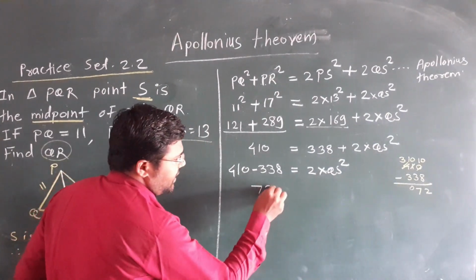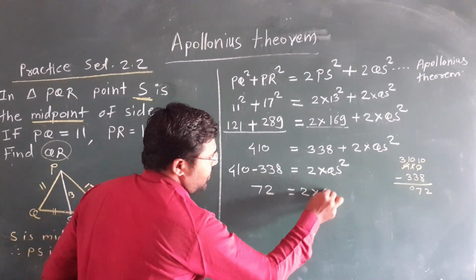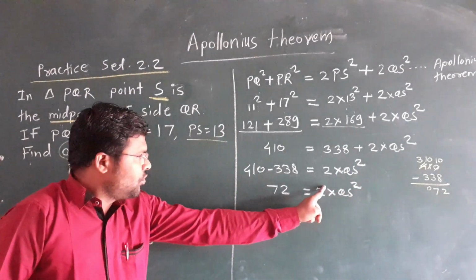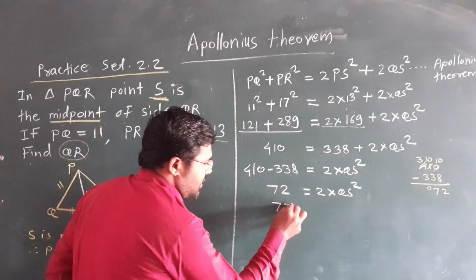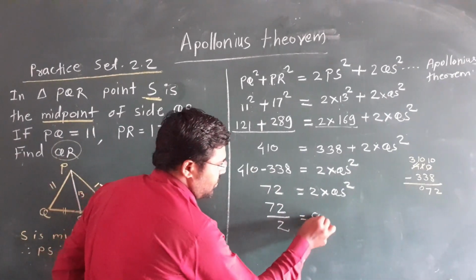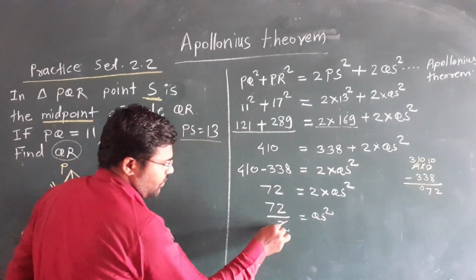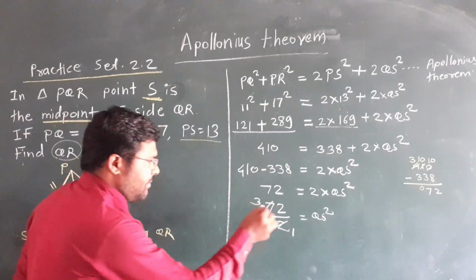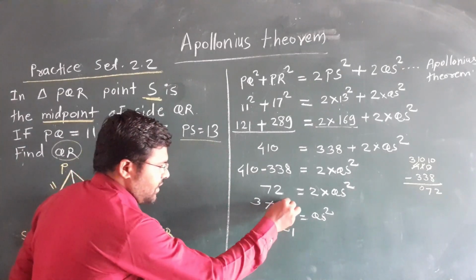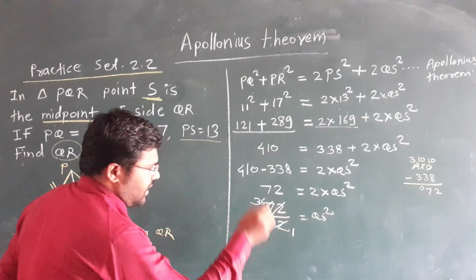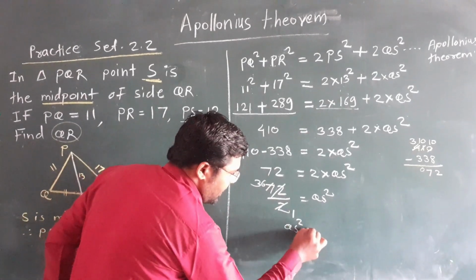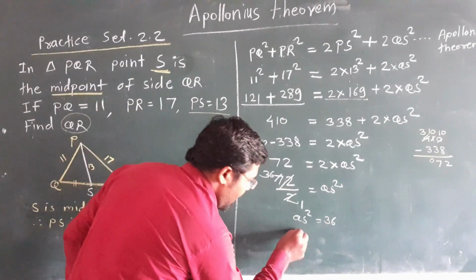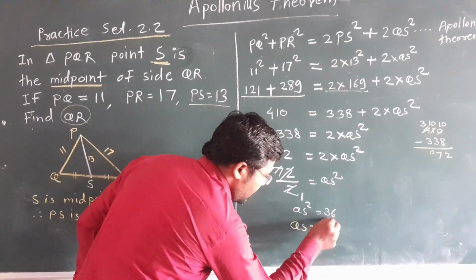Okay, so 72 is equal to 2 into QS square. Now 2 is multiplied with QS square, so 2 becomes divided here. So 72 upon 2 is equal to QS square. 2 ones are 2, 2 threes are 6, 1 remaining, so write here in your mind, 12. 2 sixes are 12. So QS square is equal to 36. 36 is the square number of 6. So your answer is QS is equal to 6.